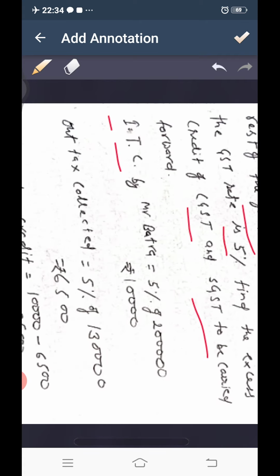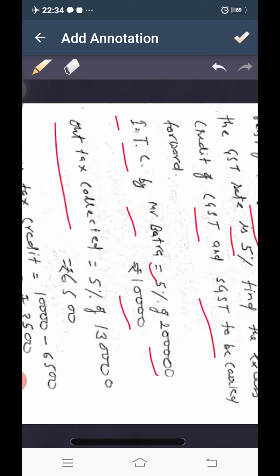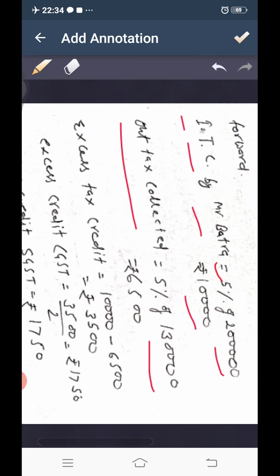So you see, input tax credit ITC by Mr. Batra. Mr. Batra purchased for 2 lakhs, so 5% of 2 lakh, that is 10,000. Then output tax collected. Mr. Batra sold for 1,30,000. This much material is sold. So 5% of 1,30,000, that is 6,500 rupees. So excess tax credit. How much is excess tax credit? He has already paid 10,000 and now he has output tax collected of 6,500. So that is 3,500 excess tax credit.